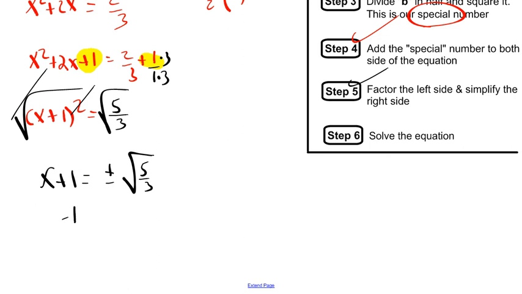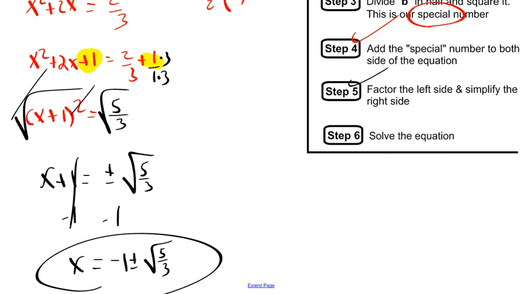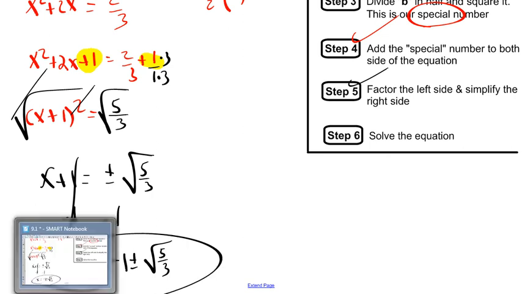Last step, let's just go ahead and subtract 1. And it looks like we're done. Negative 1 plus or minus the square root of 5/3. And I think that's going to do it for completing the square. Awesome.